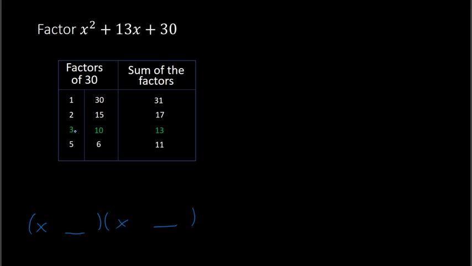The one I want is going to be the 3 and the 10, because 3 times 10 gives me 30, and they add to be 13, which is that middle number. So this will be a 3, this will be a 10, and they're both positive because we need a positive 13. So a positive 3 plus a positive 10 give me a positive 13.